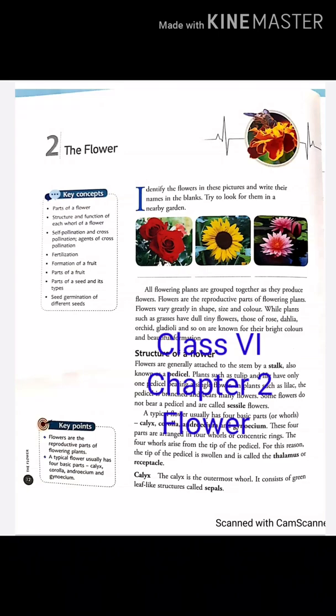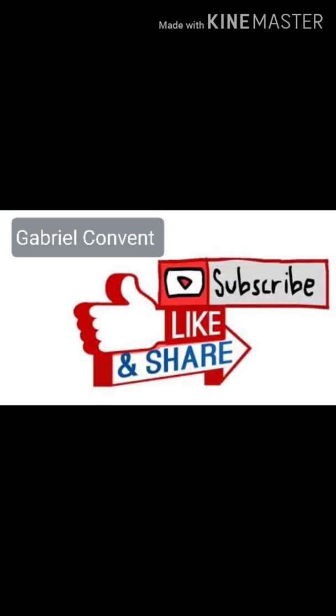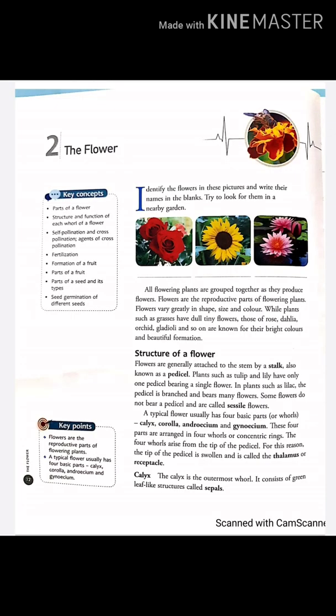Today I am going to tell you chapter number 2, that is the flower. All flowering plants are grouped together as they produce flowers. Flowers are the reproductive parts of flowering plants. Flowers vary greatly in shape, size and color, while plants such as grasses have dull, tiny flowers.